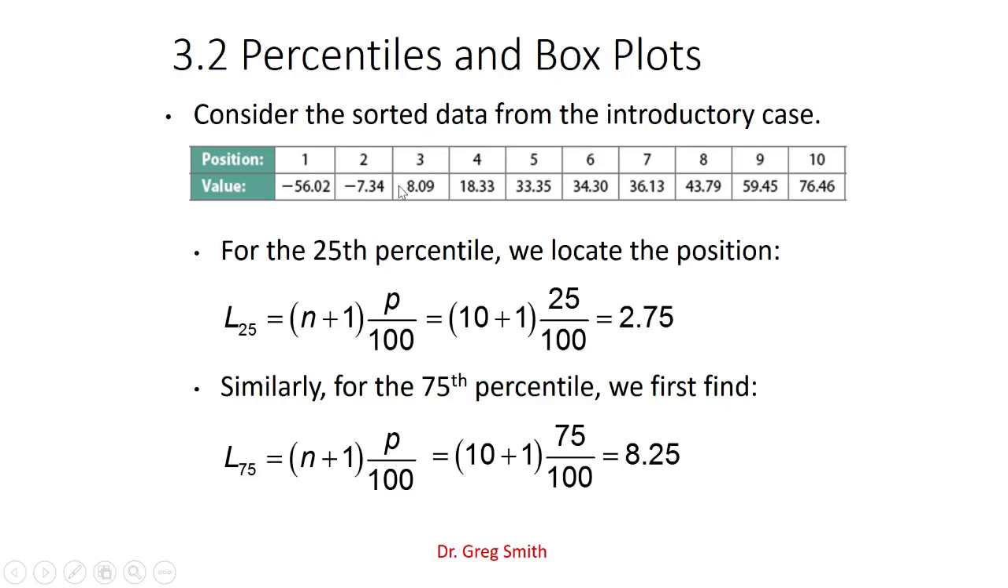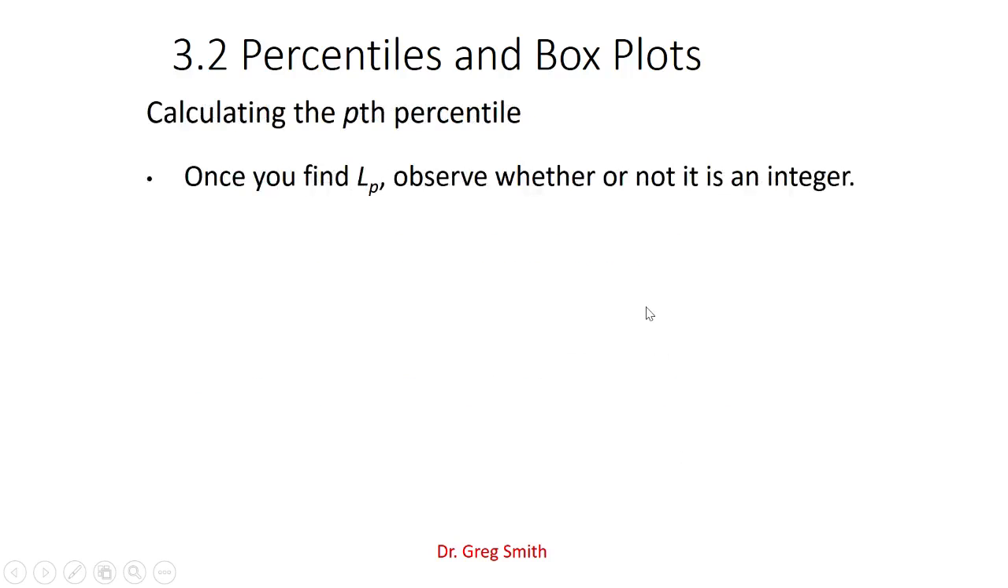Now, we know the value for the 25th percentile is between negative 7.34 and 8.09. Same thing up here, between 43.79 and 59.45. The question is, what are those numbers? Well, this is the key: what comes after the decimal. So we know that we're 75% of the way from 2 to 3, but we're only 25% of the way from 8 to 9. 25 from 8 to 9, 75 from 2 to 3.